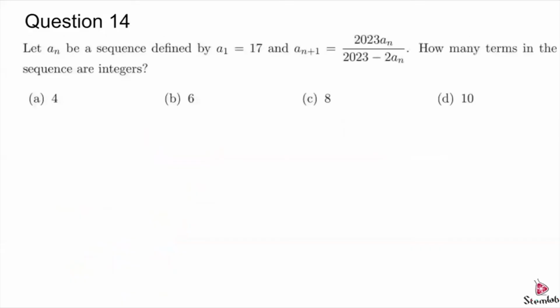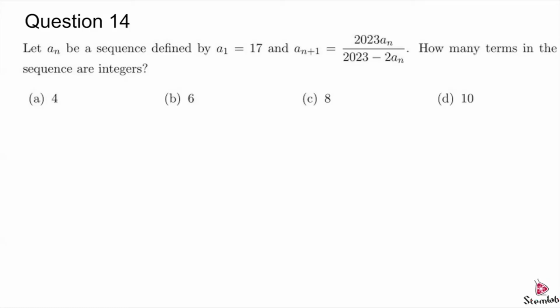Okay. Let a_n be a sequence defined by a_1 equals 17, a_(n+1) is equal to 2023 times a_n all over 2023 minus 2a_n. How many terms in the sequence are integers? Questions like this, I tend to see if I can find a pattern first. So we solve for the first few values of a_n.